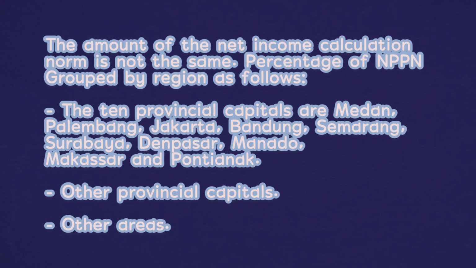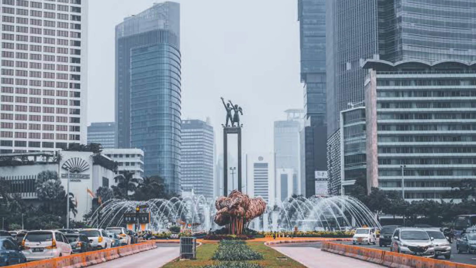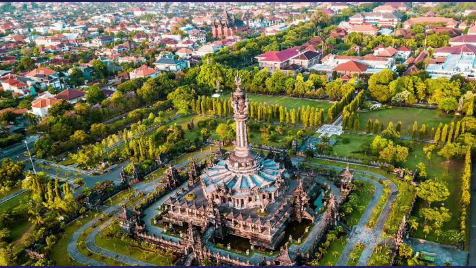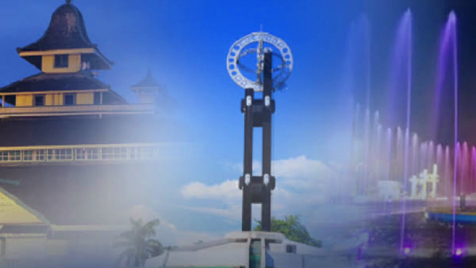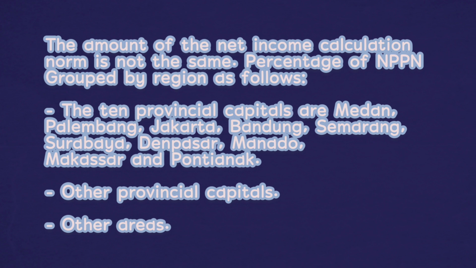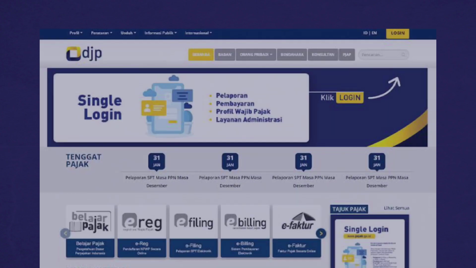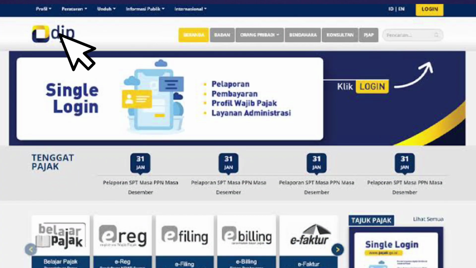The amount of the net income calculation norm is not the same. The amount of norm is determined based on a certain percentage and grouped by specific region. Percentage of NPPN grouped by region as follows. First, the 10 provincial capitals, which are Medan, Palembang, Jakarta, Bandung, Semarang, Surabaya, Denpasar, Manado, Makassar, and Pontianak. Second, other provincial capitals. And last but not least, other areas. For further information, you can download the data on the Direktorat Jenderal Pajak website.